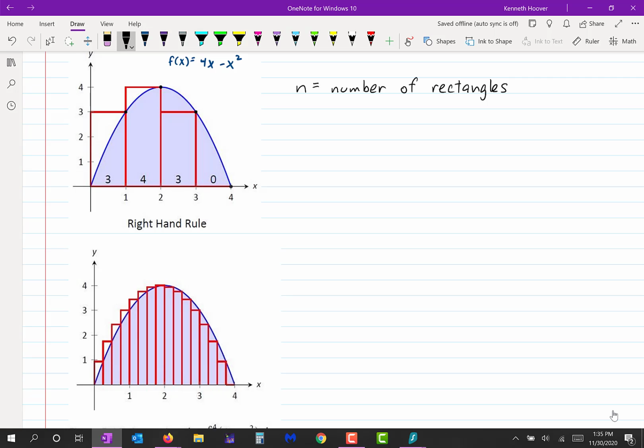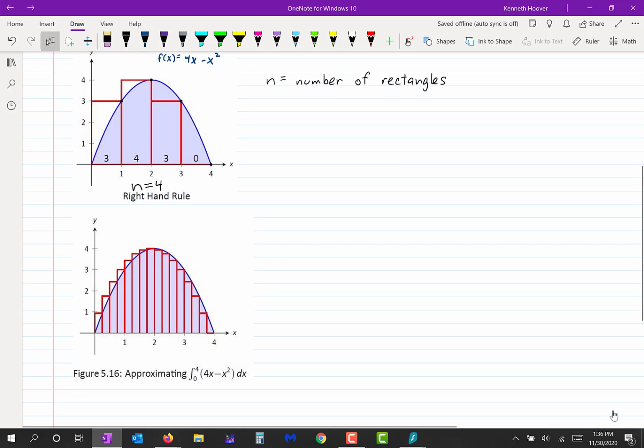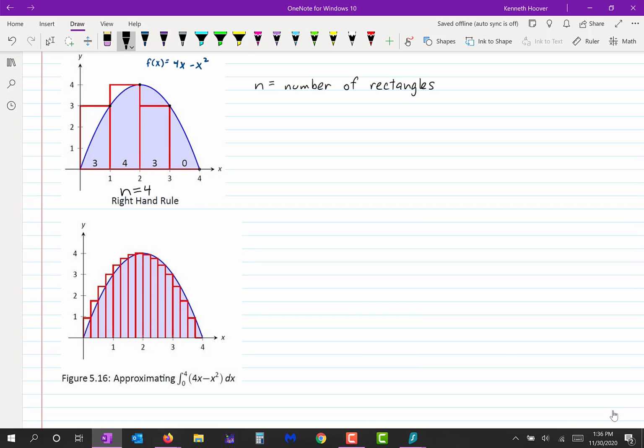By the way, we can go ahead and say in this first picture then n equals 4, right? I know when you look at that, you might say, oh, there's only 3 rectangles, but remember there's that fourth rectangle with the height of 0. In the second picture, n equals, well, we would have to count there. 1, 2, 3, 4, 5, 6, 7, 8, 9, 10, 11, 12, 13, 14, 15, 16 rectangles.